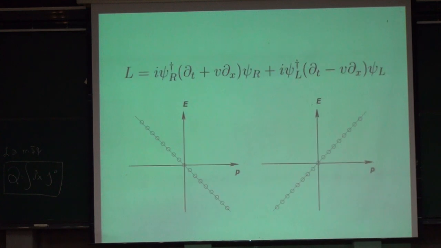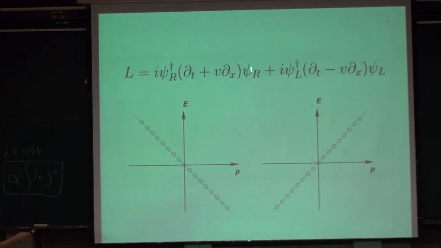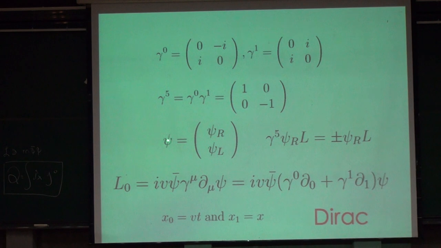Now, this Lagrangian, I can write it in another form. That is, I define gamma zero by this 2x2 matrix, gamma one by this 2x2 matrix. And I write psi as a 2x1 matrix. Here, the psi is just a complex wave function. It's just an ordinary one-component Schrodinger-like wave function. But here, the psi is a 2x1 spinor.